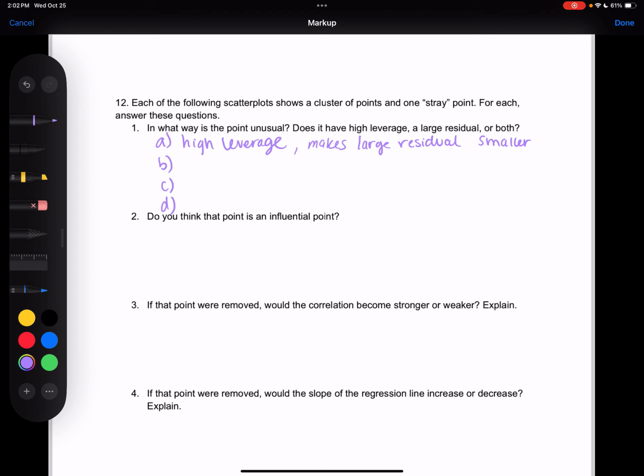Let's go back to the official definition. It said a point is unusual if its x value is far from the mean of the x values. This is called high leverage. So it was farther away from the mean x value, which is why it was high leverage. Oh, I understand now. So then B is also high leverage.